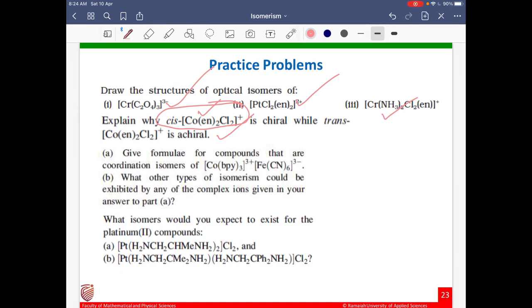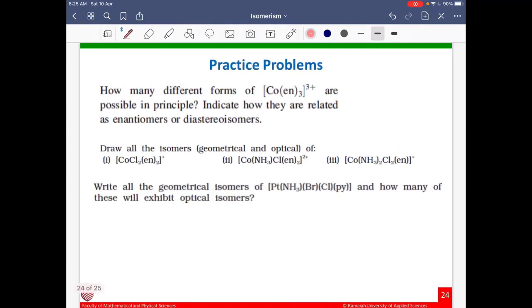Give formulae for the compounds that are coordination isomers of Co(bpy)3 3+ and Fe(CN)6 3-. What other types of isomerism would be exhibited by any of the complex ions given in your answer to part A? What isomers would you expect to exist for platinum(II) compounds? For these two compounds, what type of isomerism can you expect?